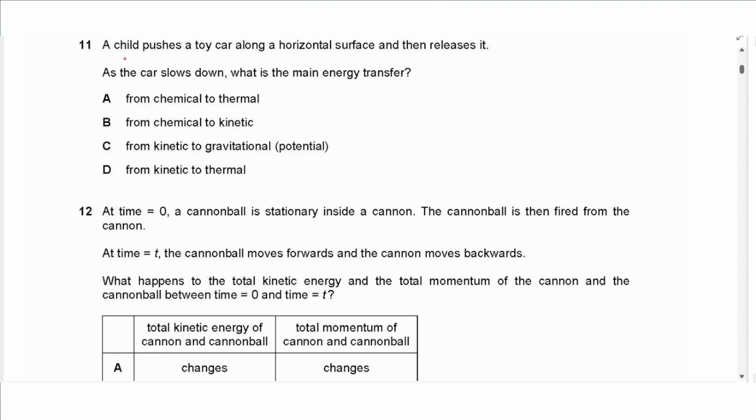Question 11 says, a child pushes a toy car along a horizontal surface and then releases it. As the car slows down, what is the main energy transfer? There are no chemical reactions here. From kinetic to gravitational, no, because it was a horizontal surface, no increase or decrease in height. So from kinetic to thermal due to friction, so the answer is D.